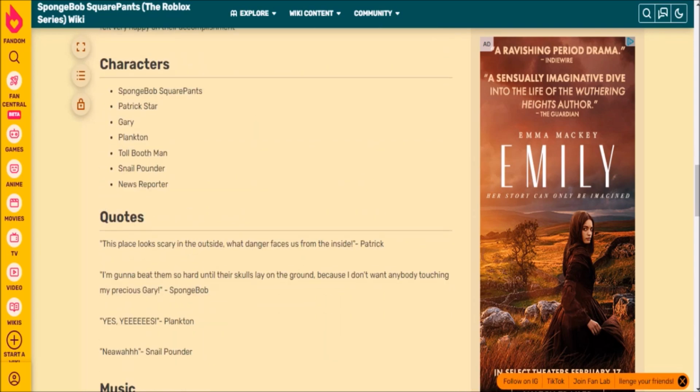Alright, so the characters are SpongeBob, Patrick, Gary, Plankton, Toll Booth Man, Snail Pounder, and News Reporter.